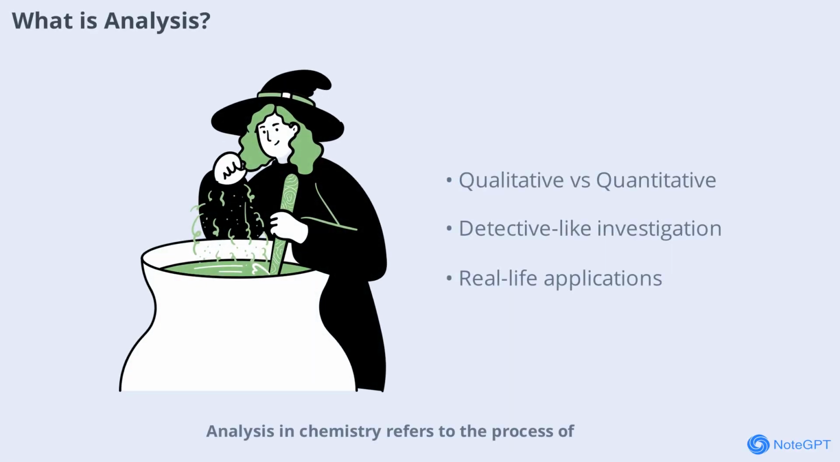Analysis in chemistry refers to the process of determining the components and composition of a substance. It's like being a detective, uncovering what's inside a mixture or compound. There are two main types: qualitative analysis, which tells us what substances are present, and quantitative analysis, which tells us how much of each substance is there. In your daily life, you might have seen analysis in action when testing the quality of drinking water or checking for nutrients in food. Understanding the basics of analysis is the first step towards mastering analytical chemistry.